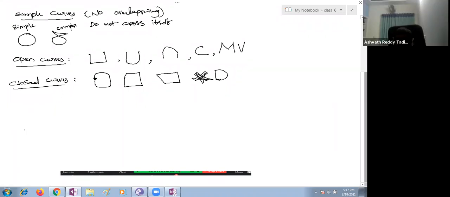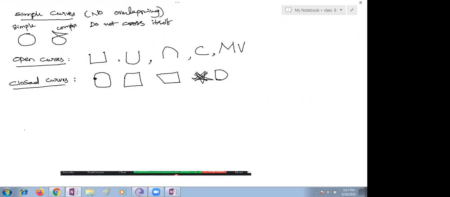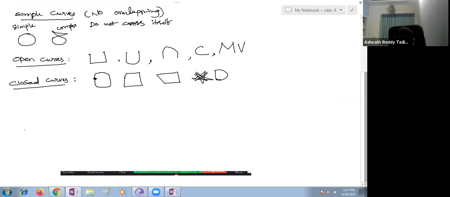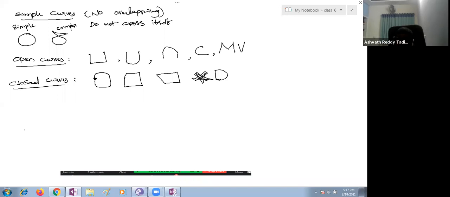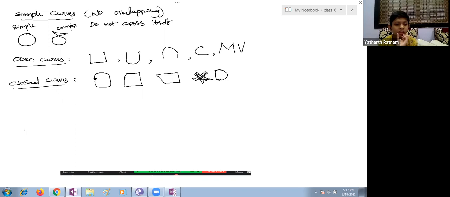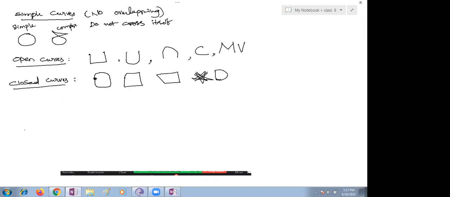A curve cannot be both a closed curve and an open curve together. For example, the letter B is neither a closed curve nor an open curve. If you take N, it's only an open curve. It's not a closed curve. Yes, children. So next, coming to the next point.